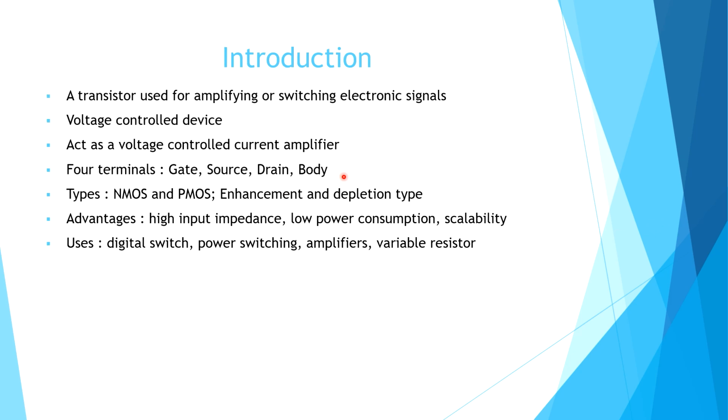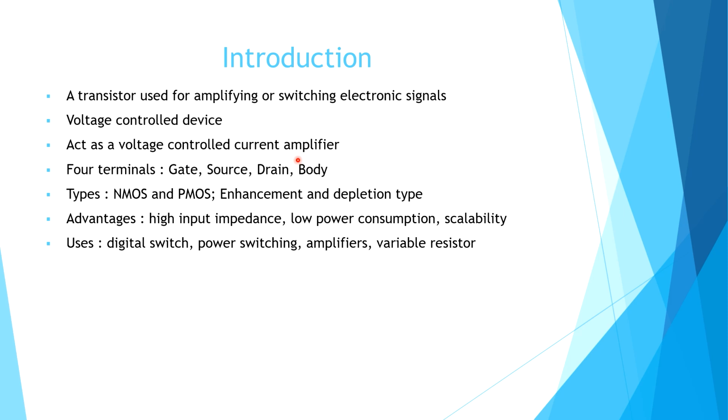So introduction. What is a MOSFET? It's a transistor used for amplifying or switching electronic signals. Unlike BJT, it's a voltage controlled device. BJT was a current controlled device, and now MOSFET acts as a voltage controlled current amplifier. If you look at the h-parameter circuit, you will see the model is just like a voltage controlled current amplifier, but BJT is a current controlled current amplifier.